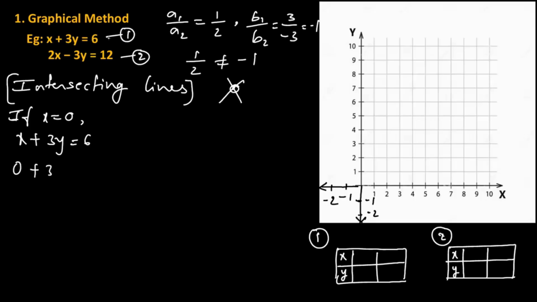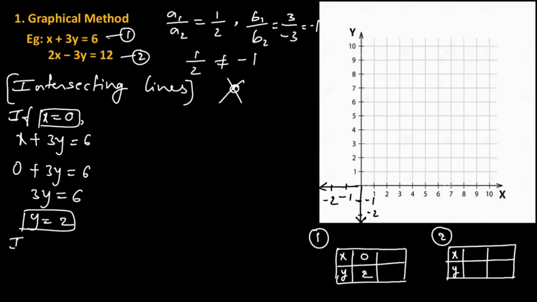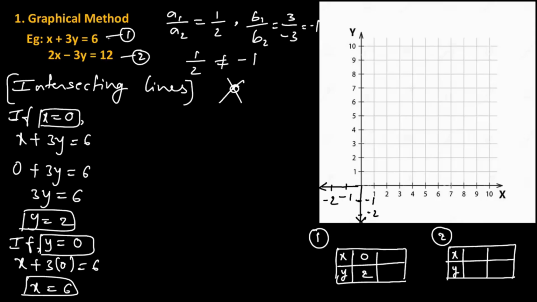0 plus 3y is equal to 6. 3y is equal to 6, where y is equal to 2. So when x is equal to 0, you are getting y as 2. Now, if y is equal to 0, x plus 3 into 0 is equal to 6, where x value is 6. So when y is equal to 0, x value is 6.